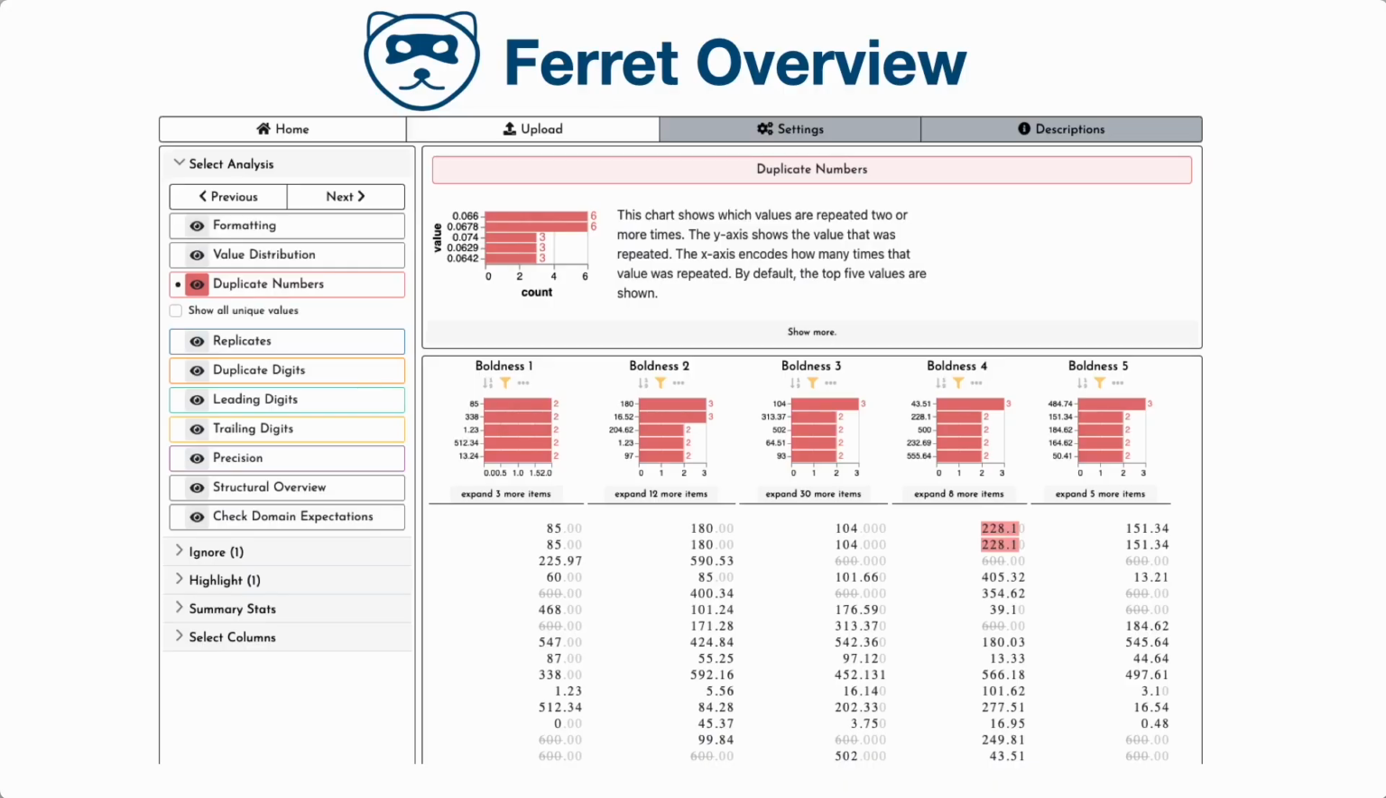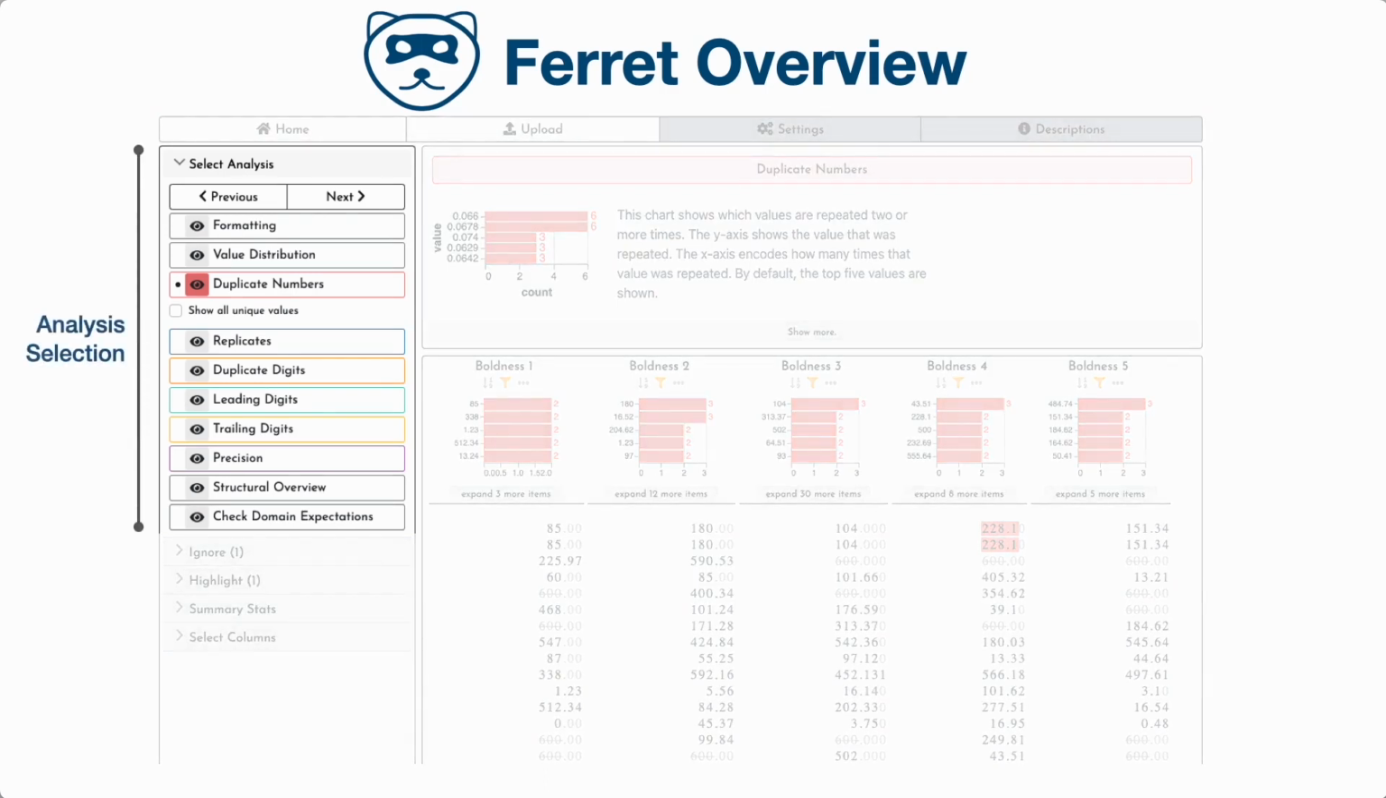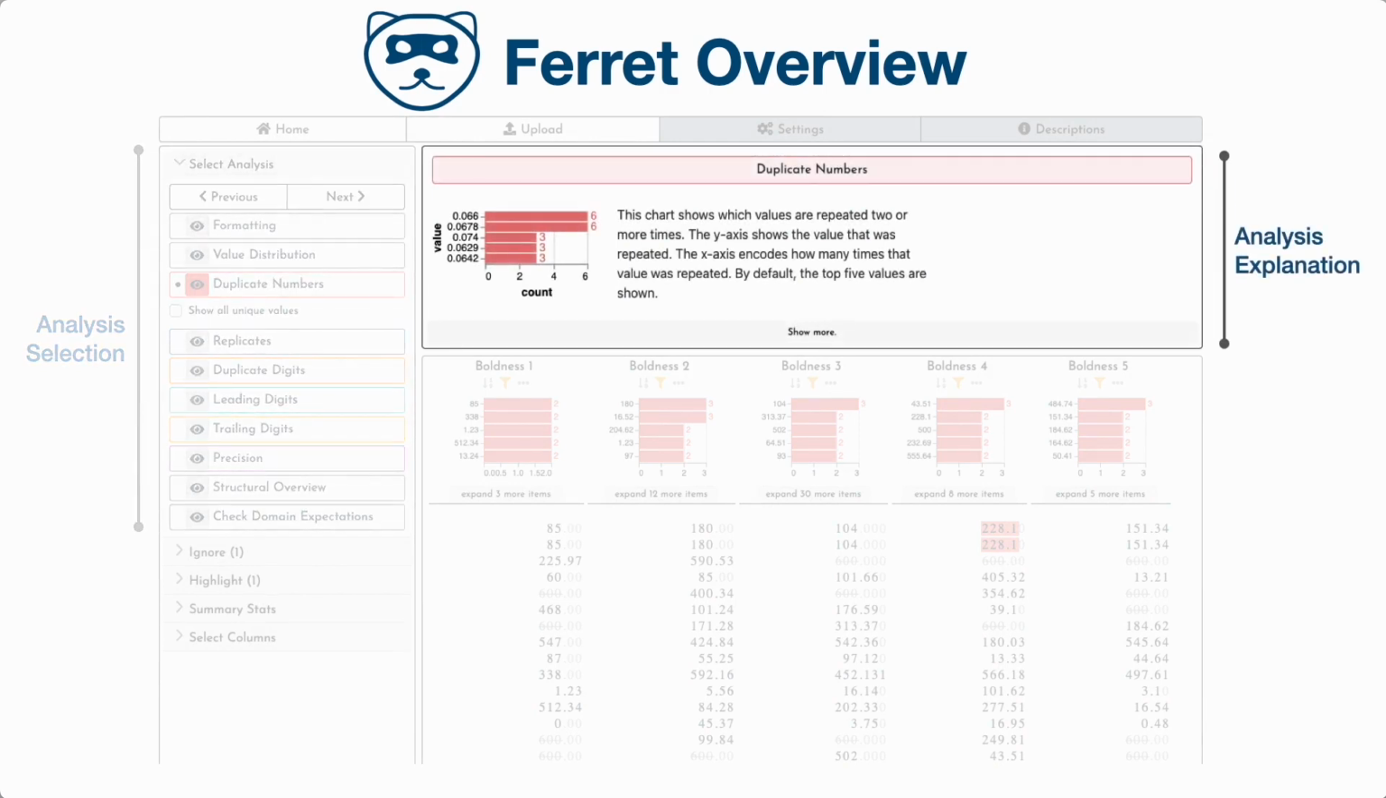Introducing Ferret. On the left-hand side, a list of analyses is available. Each analysis is designed to highlight a different artifact. The analysis explanation is the embedded advice. It introduces the pattern, explains what to look for, and gives warnings on how it could be misinterpreted.